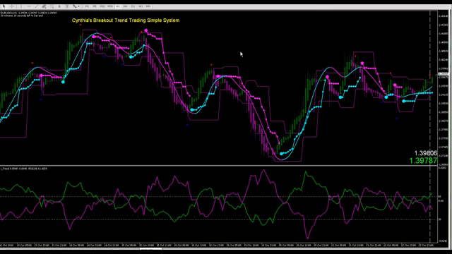I call it the Breakout Trend Trading Simple System. I call it the Simple System because it's very easy to see your trade entries and exits, and we use color trading to identify trends going up or down. Just at a glance, you can see very easily where you should jump in long or exit or jump in short. So let me show you just a few of the indicators and how they work.